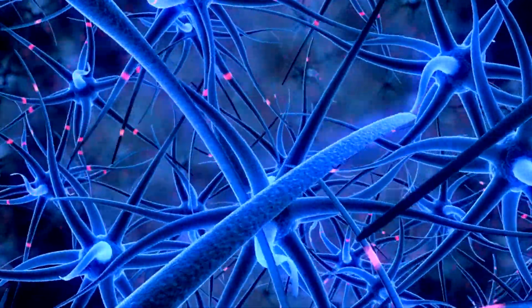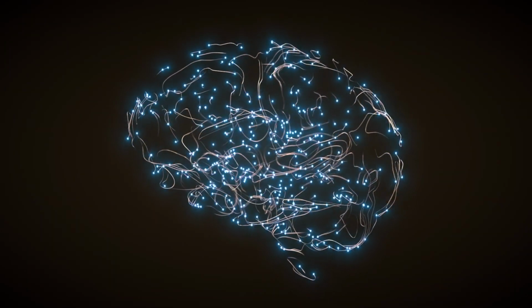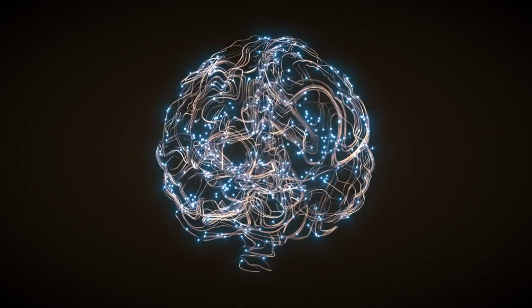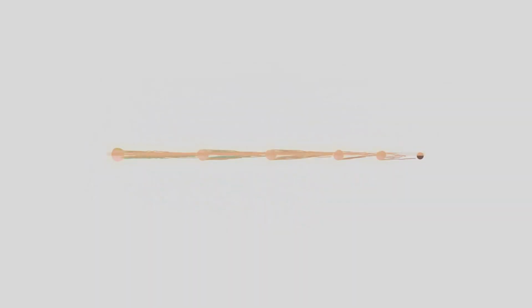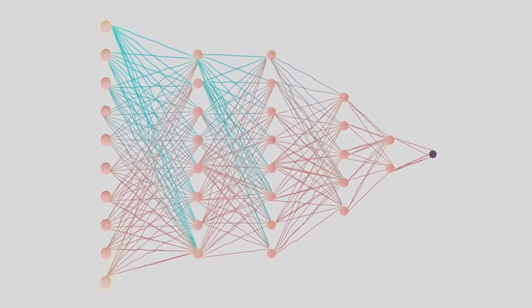Structure and functionality of neural networks. An essential component of modern artificial intelligence is neural networks, which are modeled after the human brain. These consist of an input layer, several hidden layers, and an output layer.